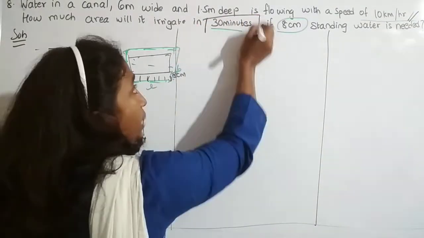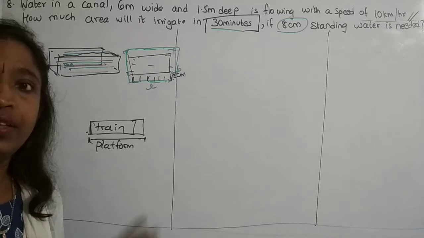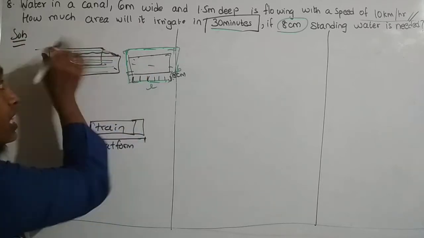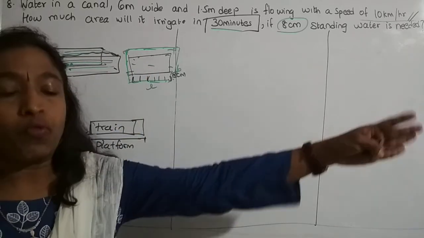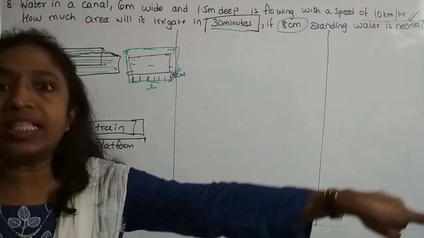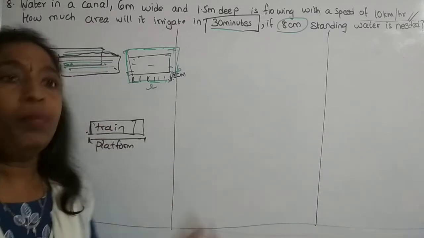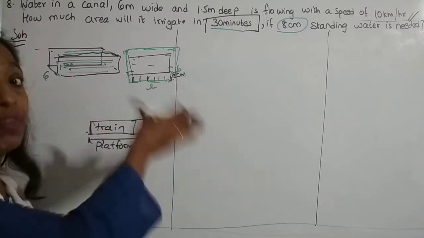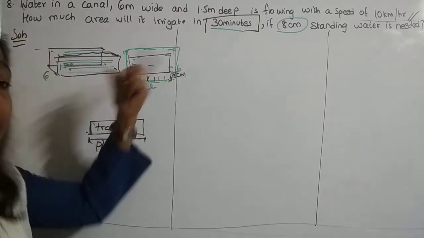We require, in 30 minutes, the length of the flow of water. So first we will find L, the length of flow of water in 30 minutes, because the cuboid doesn't just flow. Then we can equate the volume of this cuboid to the volume of the cuboidal field, where we will consider area into height, because L into B is nothing but area.